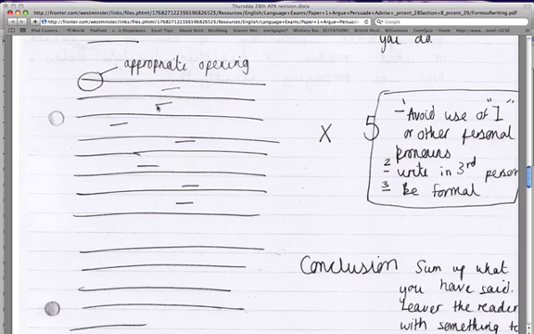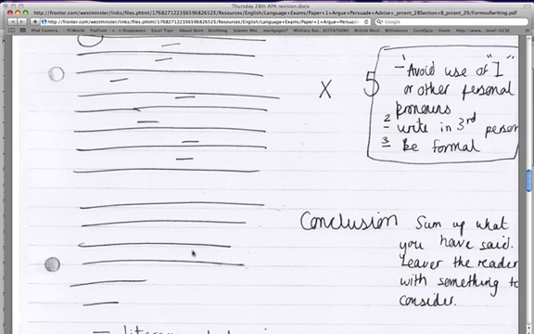So here you might actually use a piece of alliteration. Here you might want to use a rhetorical question, etc. But again, you want to have 5 paragraphs and avoid the use of I or other personal pronouns. Try and be formal. Generally, if you're writing an essay to anyone, it's going to be formal. And in conclusion, you sum up what you've said.